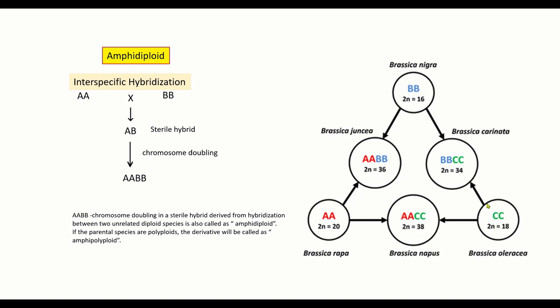If you add the B and C chromosome complement, there will be 2n = 34, while if you add A and C, 2n = 38, which is Brassica napus. So the ones on the sides of the triangle are your amphidiploids, the product of interspecific hybridization, while on the corners you have the parents. Do remember this.